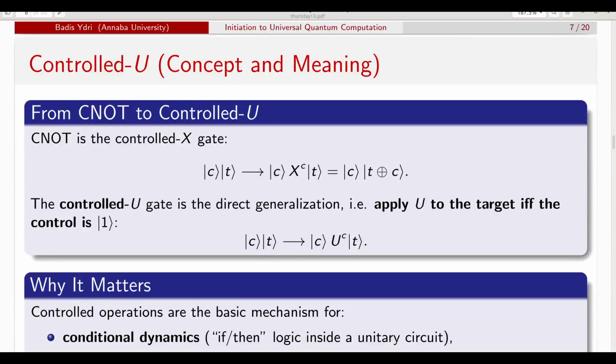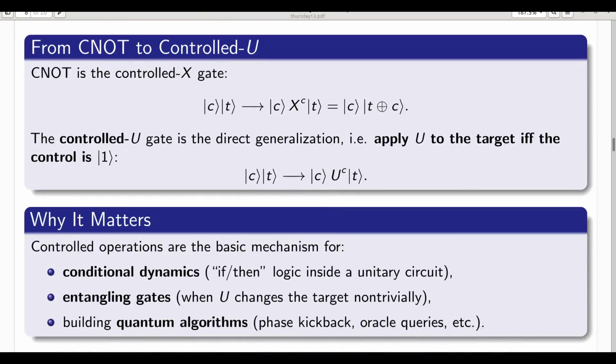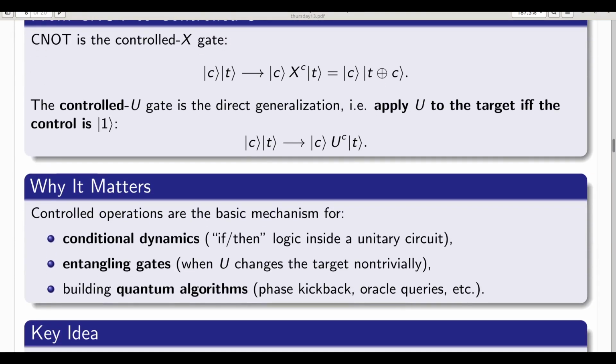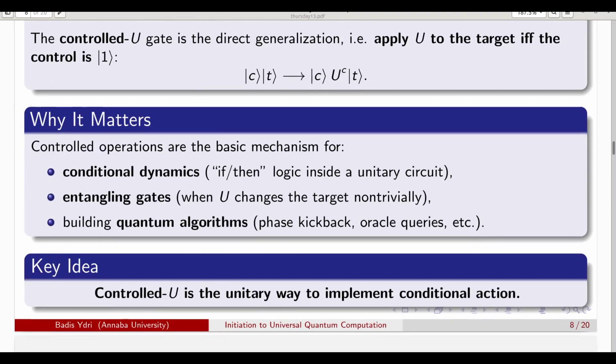The CNOT gate is a controlled X operation. Controlled U is its direct generalization. The unitary acts on the target only if the control is 1. This is how quantum circuits implement conditional logic, entanglement, and algorithms.